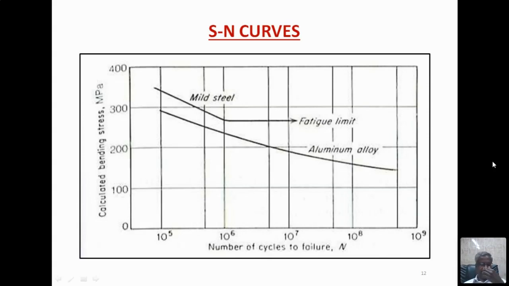Right, this is one case, because we are well known for welding. For welded joints, it is difficult to run up to 1 crore cycles. Normally they will fail well below 1 crore cycles. So for welded joints, they use 2 × 10^6 cycles.